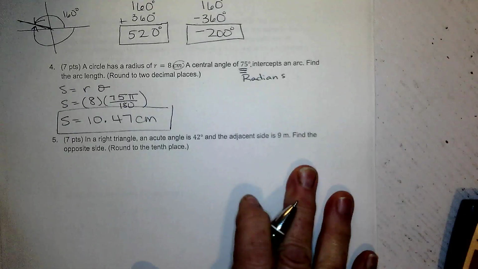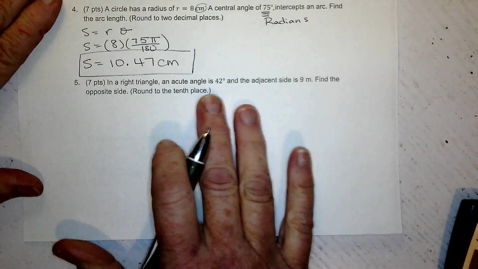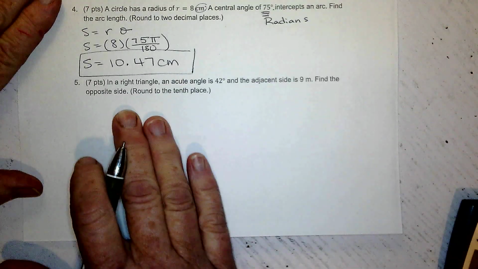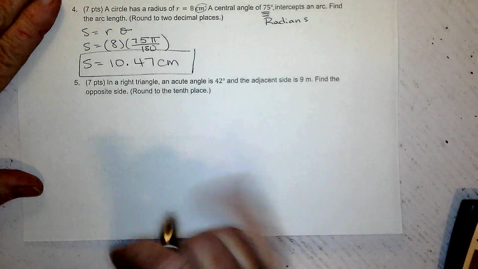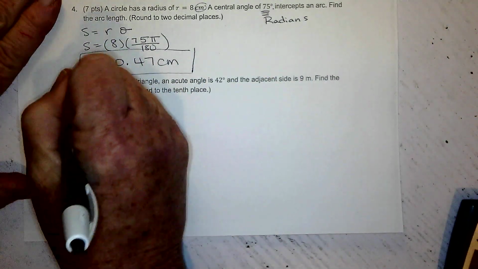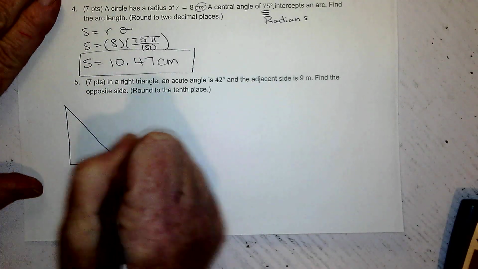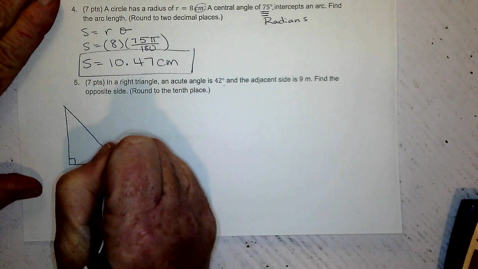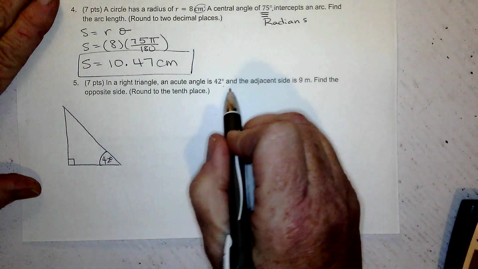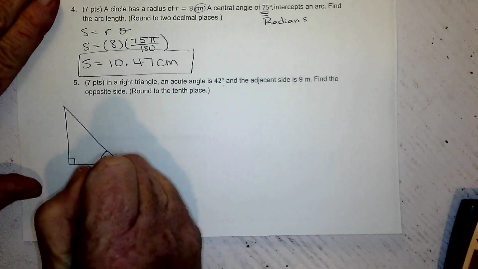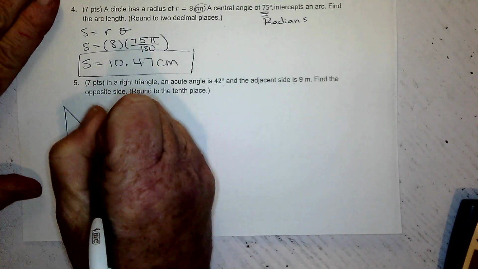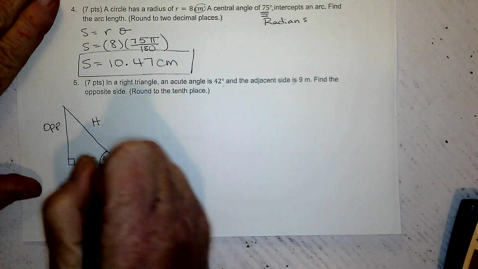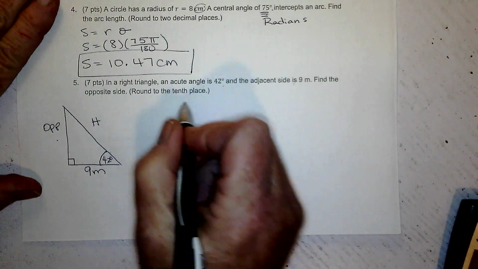All right. In a right triangle, an acute angle is 42 degrees and the adjacent side is 9 meters. Find the opposite side and round to the tenths place. So we've got a right triangle. All right, there's my angle, and it says an acute angle is 42 degrees. The adjacent side is 9 meters. So this is our hypotenuse and this is our opposite. Find the opposite side, which is this side here, and round to the tenths place.